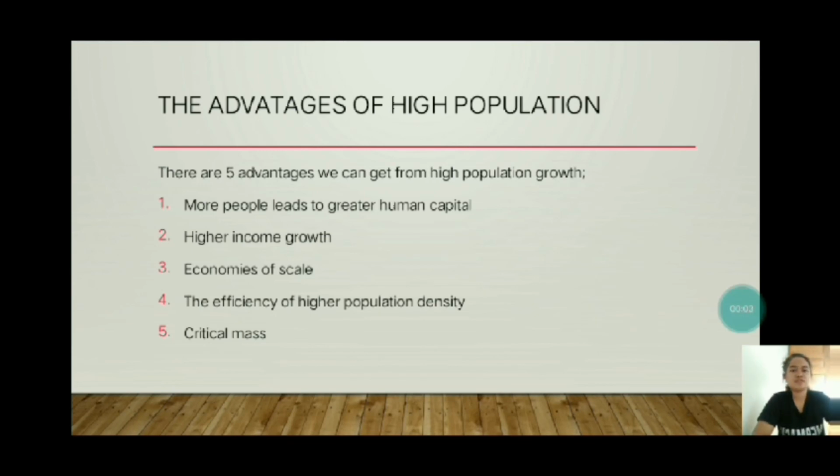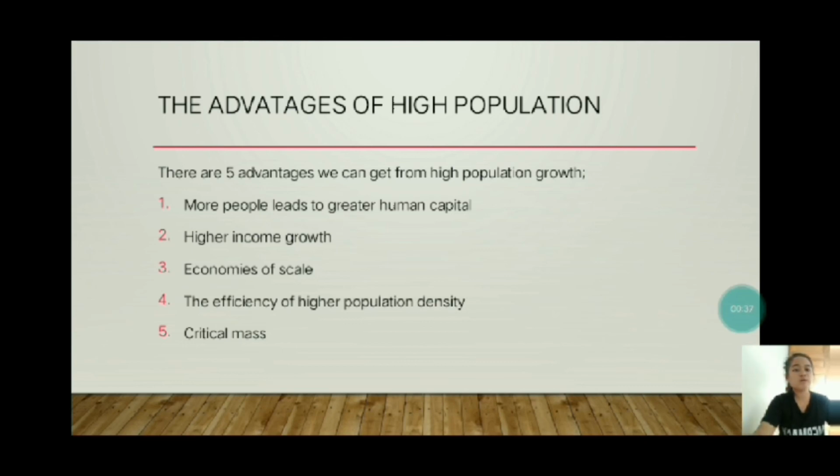So despite of having a lot of disadvantages of high population growth, there is also advantages on it. So there are 5 advantages that we can get from high population growth. So first is the more people leads to greater human capital. So kini siya, there are many factors behind this, but the world's growing population means we have a bigger pool of human capital, and the possibility of these cutting edge discoveries increase.